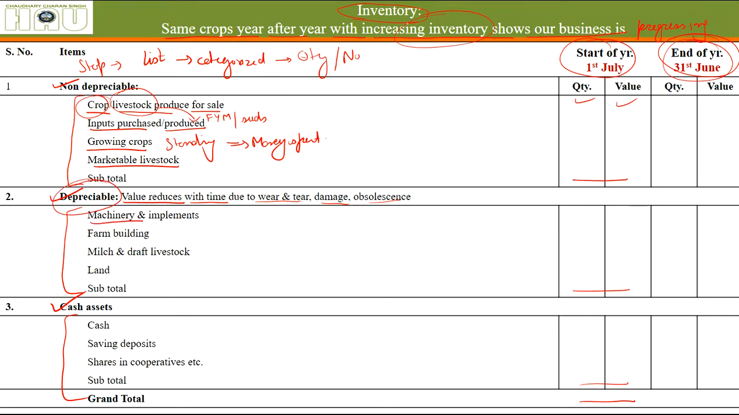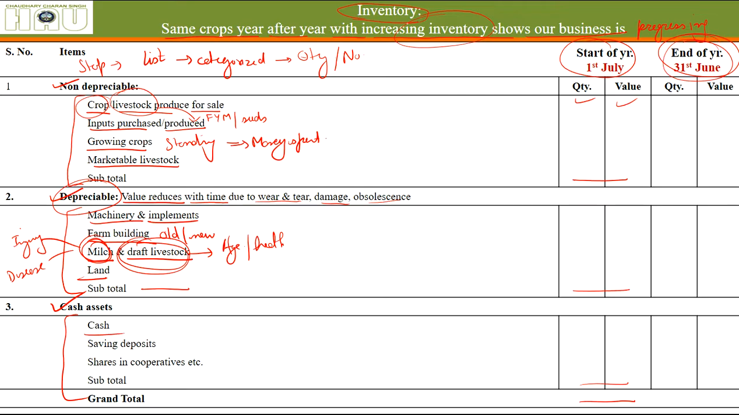Depreciable items generally include machinery, implements, tools, farm buildings, whether old or new, land, milch animals, draft animals, and their total. The value of milch animals and draft animals changes with time. Let's say a milch animal, if the calf is male or female, the value goes up and down. If there is any kind of injury or disease, these things reduce or increase the value of milch animals. Same is with draft animals. Disease, injury, or their age and health changes their value. It might appreciate, or it might depreciate.